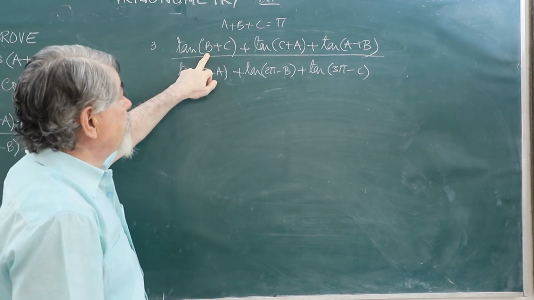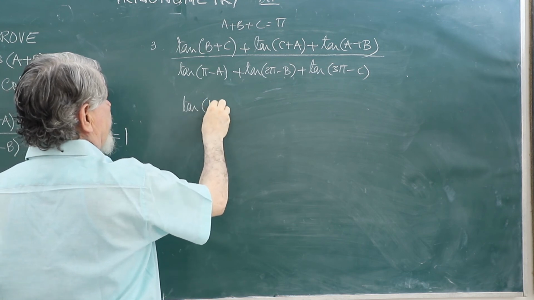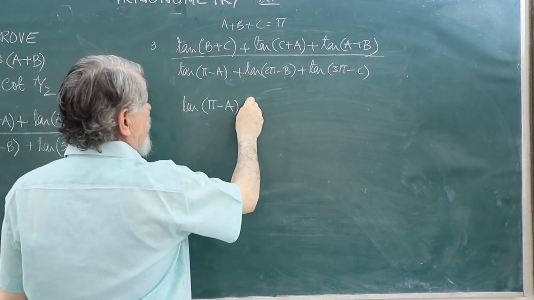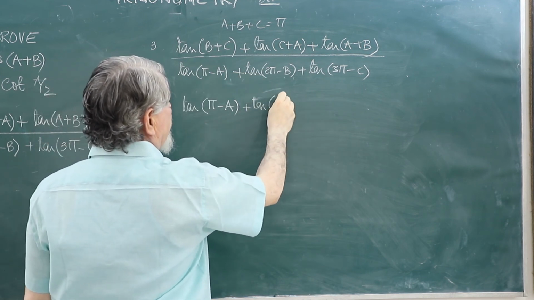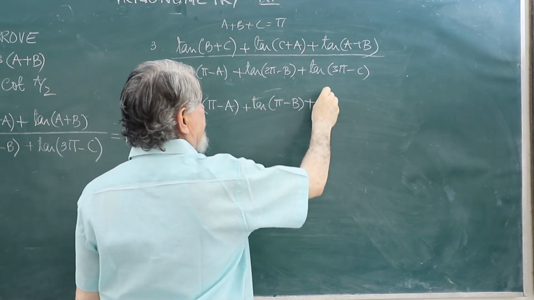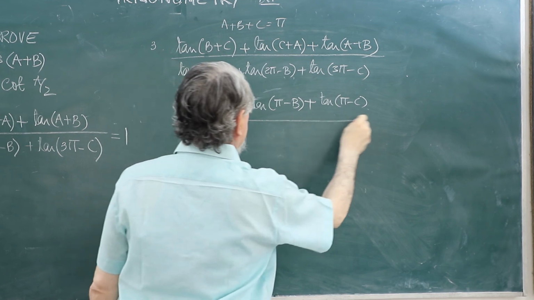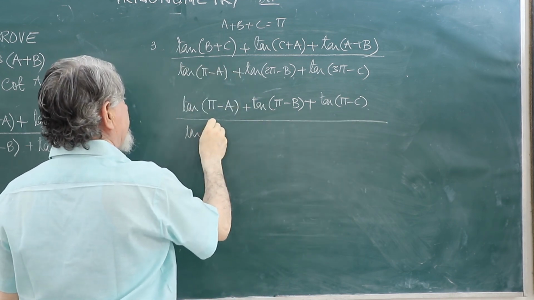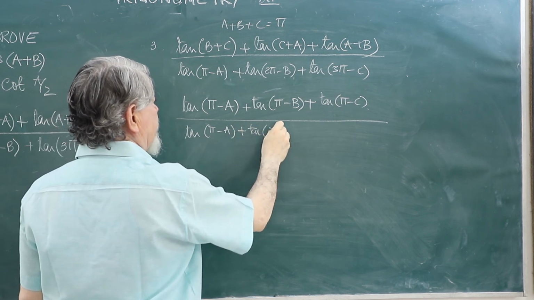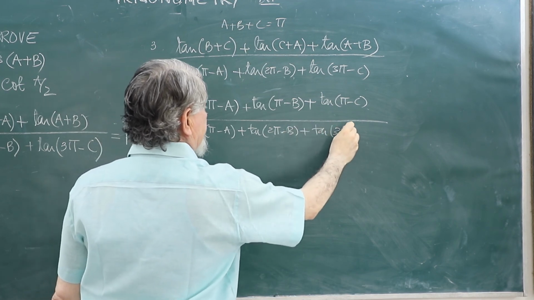So tan(B plus C) will become tan(pi minus A), tan(C plus A) will become tan(pi minus B), and tan(A plus B) will become tan(pi minus C), upon tan(pi minus A), tan(2 pi minus B), tan(3 pi minus C).